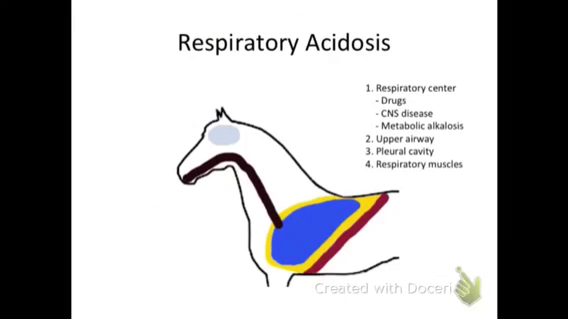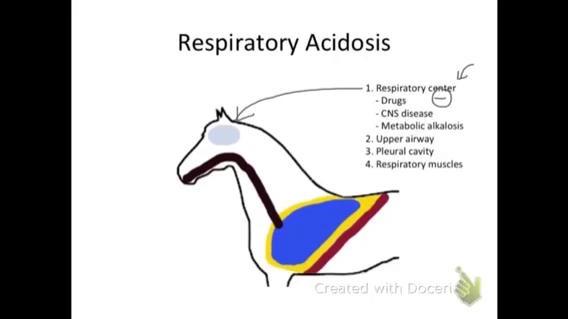There are 6 general causes of a respiratory acidosis, 4 of which are listed here. A respiratory acidosis can be caused by inhibition of the respiratory center, and the respiratory center is within the medulla. Various drugs can do this, especially anesthetic drugs, as well as primary central nervous system disease and metabolic alkalosis. All of those processes can lead to inhibition of the respiratory center.